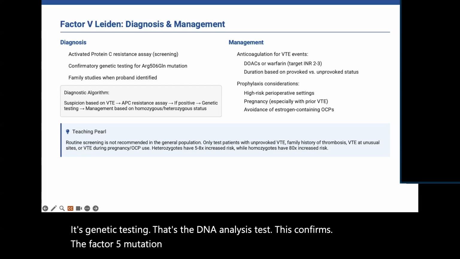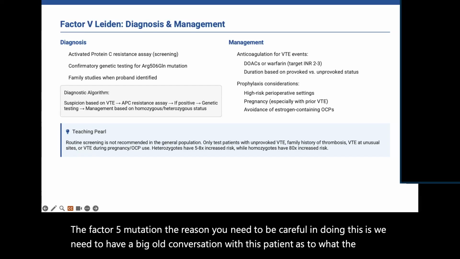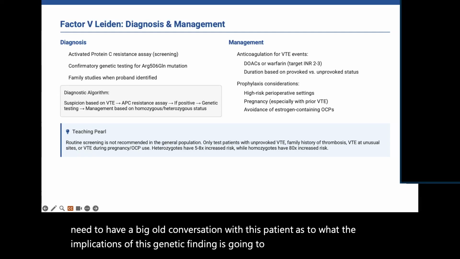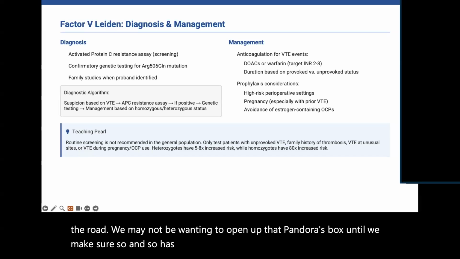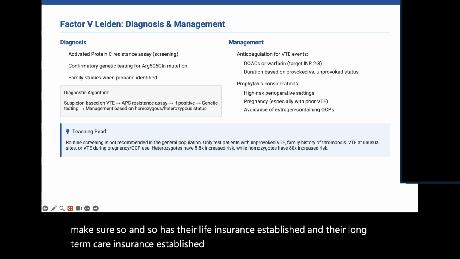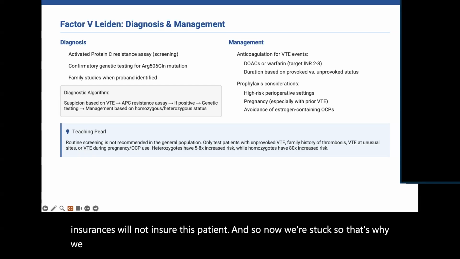The reason you need to be careful in doing this is we need to have a big old conversation with this patient as to what the implications of this genetic finding is going to be on their insurability down the road. We may not be wanting to open up that Pandora's box until we make sure so-and-so has their life insurance established and their long-term care insurance established. Because if this comes up positive, some insurances will not insure this patient. And so now we're stuck. So that's why we don't randomly do tests.